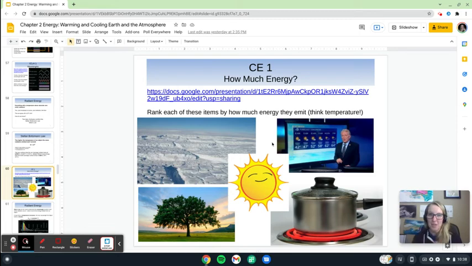You have 5 pictures here. You are going to rank them from 1 to 5: which object do you think is emitting the most radiation? That should be 1. And which is emitting the least radiation? That is 5. In this image, you're classifying the tree. Here, you're classifying the meteorologist. You might know who he is. Here, you're just the atmosphere. This is supposed to be the sun. It's not a picture of the sun, and this is a hot pot. Okay, pause it, do that, and come back.